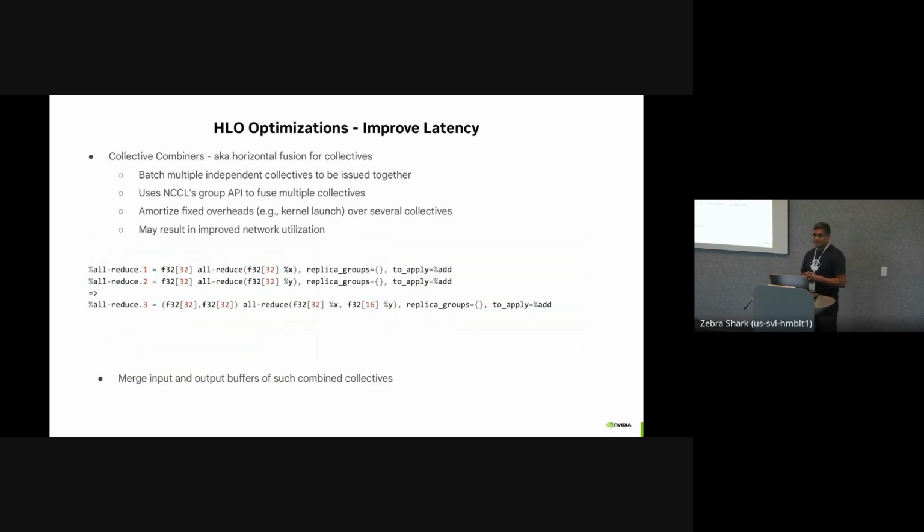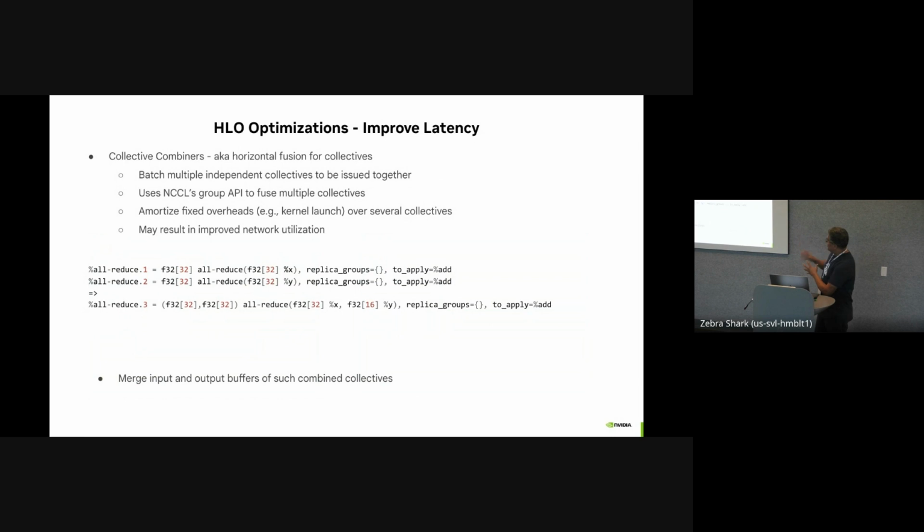Instead, NCCL has this group API feature where you can issue a bunch of NCCL calls within an NCCL group, and NCCL is going to launch a single kernel that implements all these collectives. What that means is that the fixed overheads like kernel launch overhead are amortized across these collectives. The other observation is that to a certain extent, the larger the size of the collective, the better it is at utilizing the network. So both of these things help reduce the latency of collectives.